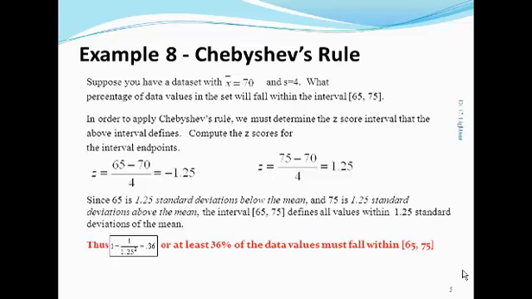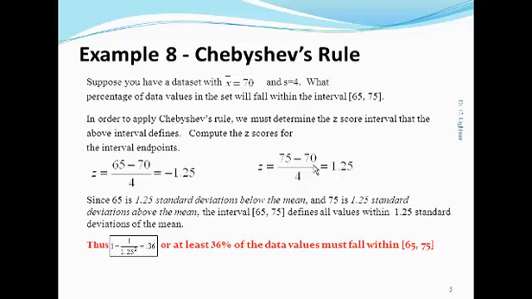Let's apply Chebyshev's rule to a different example. Suppose we have a data set with a mean of 70 and a standard deviation of 4. What percentage of data values in the set will fall within the interval 65 to 75? In order to apply Chebyshev's rule, we must determine the z-score interval that 65 to 75 defines. In order to do this, we compute the z-score for 65 and obtain negative 1.25, and we compute the z-score for 75 and obtain positive 1.25.